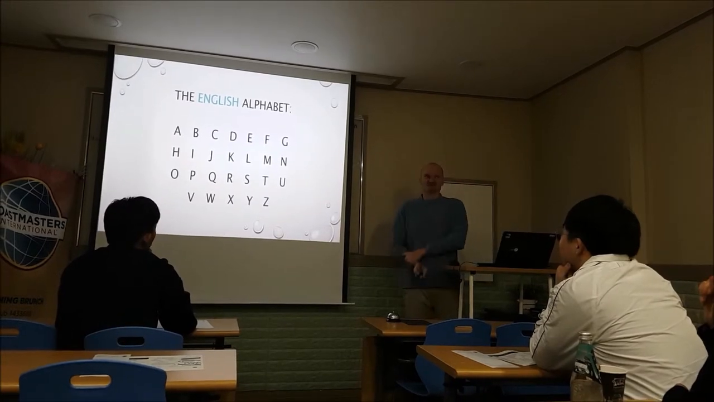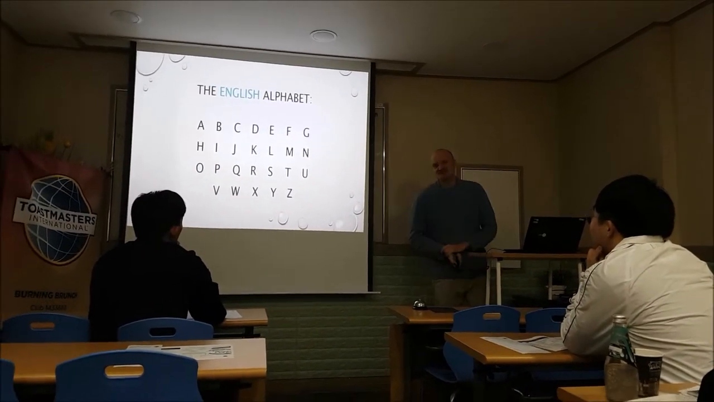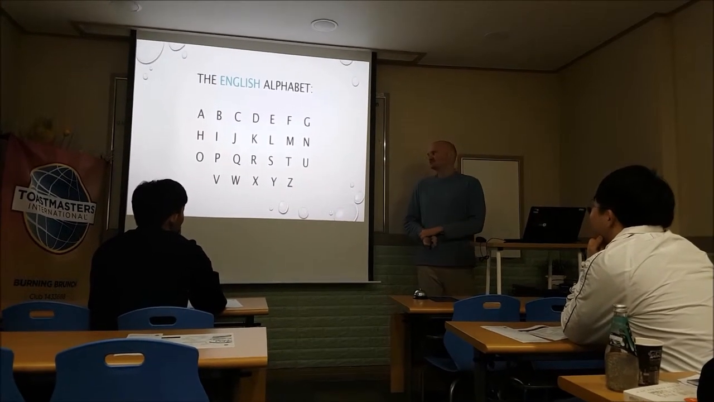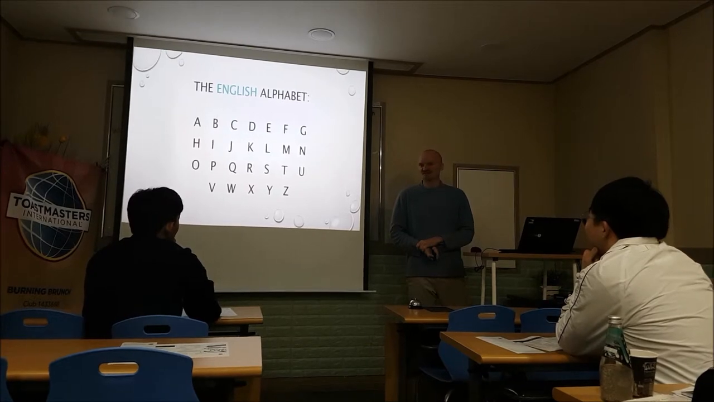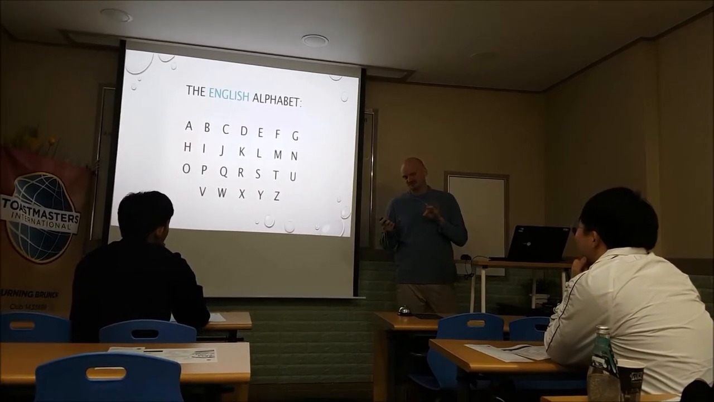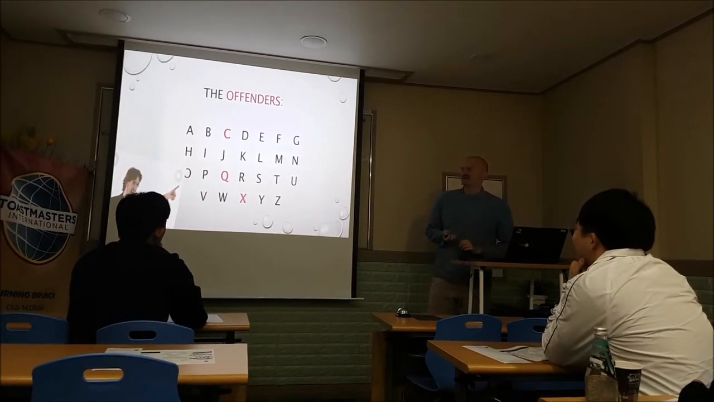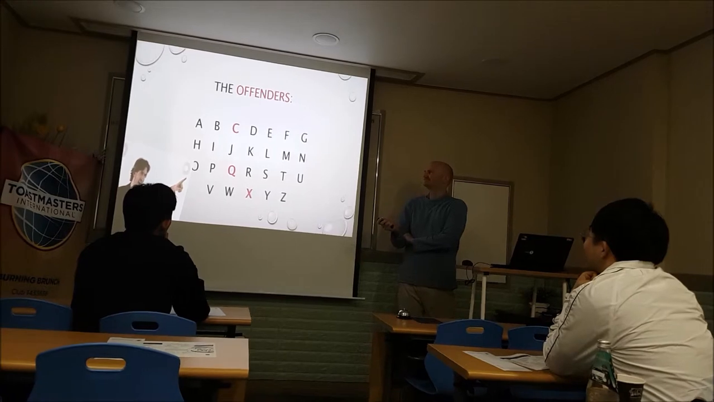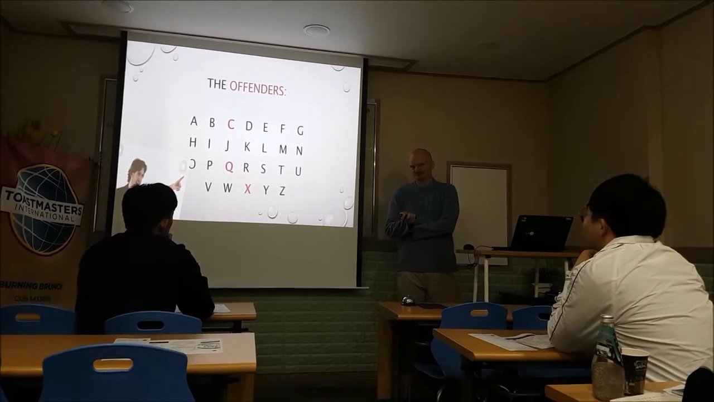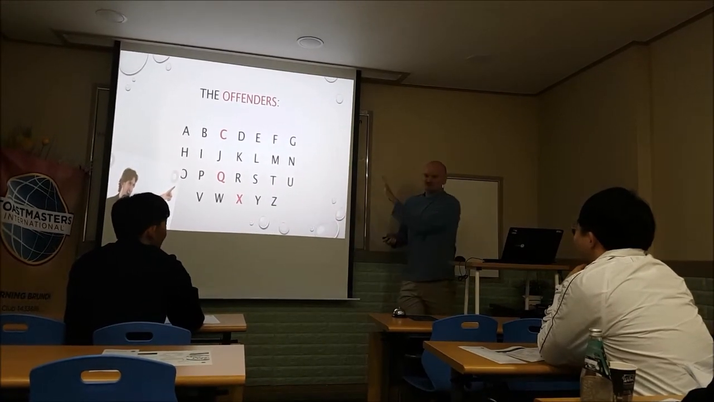Here's the English alphabet. We all know this. A, B, C, D, E, F, G, H, I, J, K, M, N, O, P, Q, R, S, T, U, V, W, X, Y, and Z. Can you see any problems here? The same thing. The offenders. C, Q, X. These letters, we don't need.